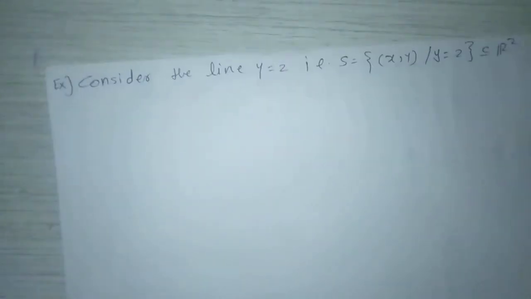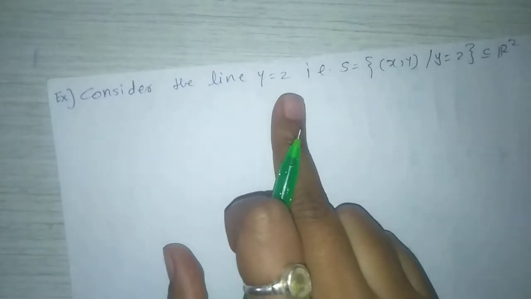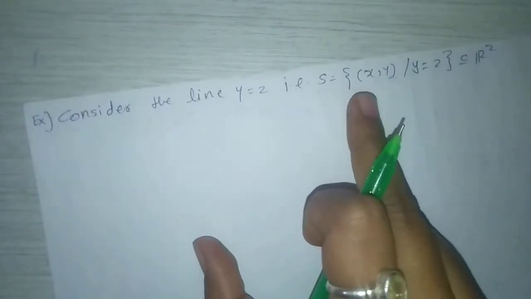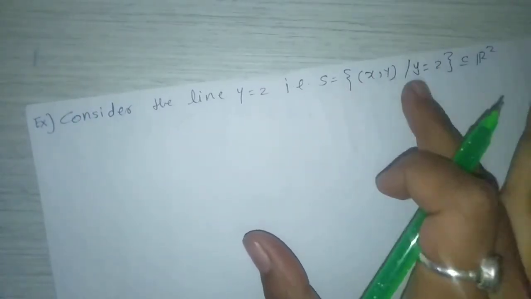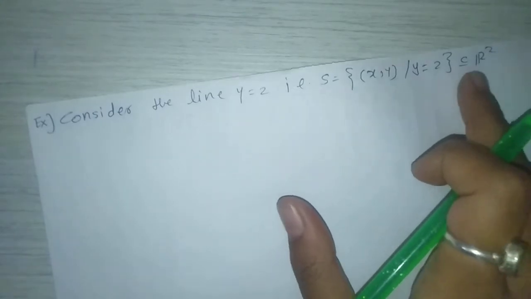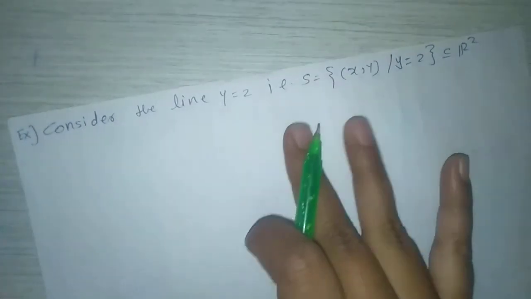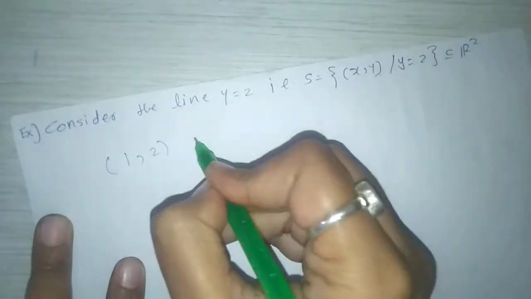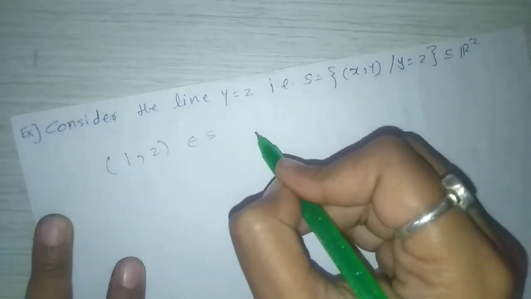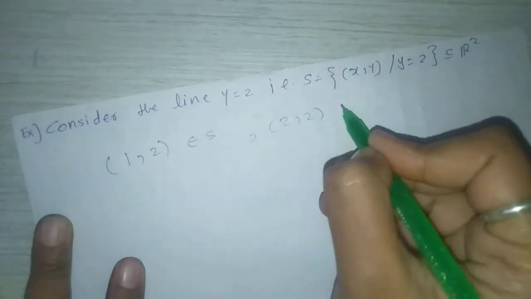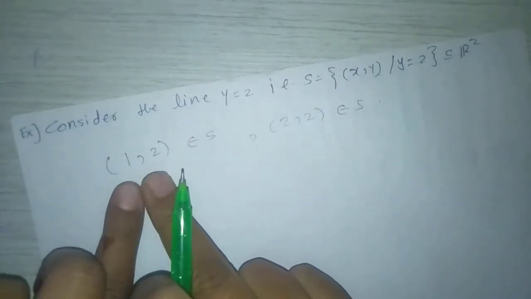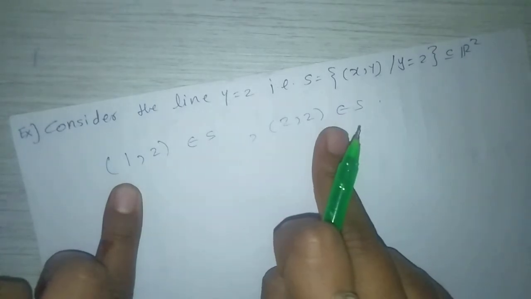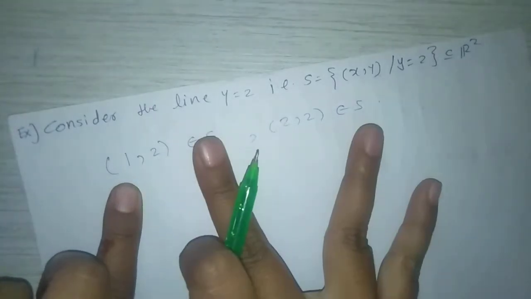Next example. Consider the line y equal to 2, that is, S equal to the set of (x, y) such that y equal to 2, which is a subset of R2. Now take two elements of S, in particular (1, 2) belongs to S and (2, 2) belongs to S. Here the second element is 2, and here also the second element is 2, that's why these two elements belong to S.